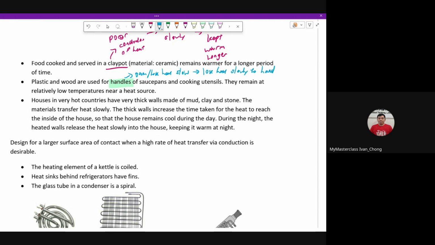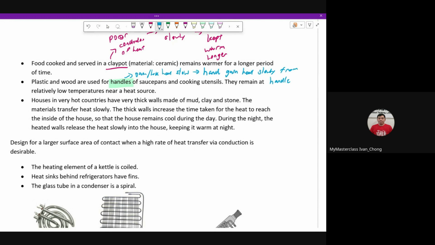So if you touch it, you won't burn yourself if you are cooking your food, because normally your saucepan is very, very hot, right? So your handle might be hot. But if you touch it, because the handles are made of poor conductors of heat, you will gain heat slowly. Okay? So what does that mean? Your hand gains heat slowly from the handle. So you won't burn yourself.